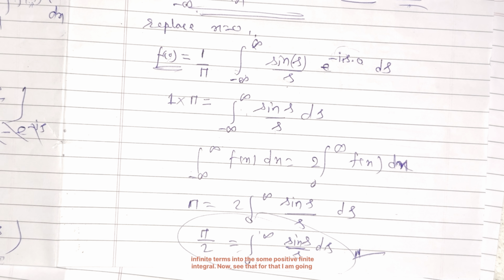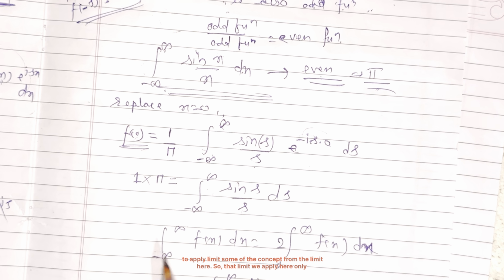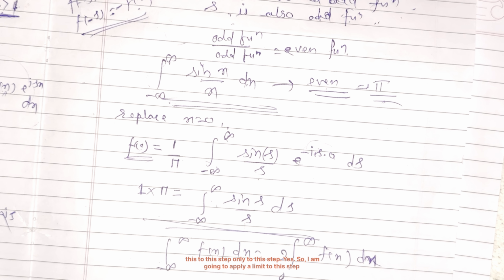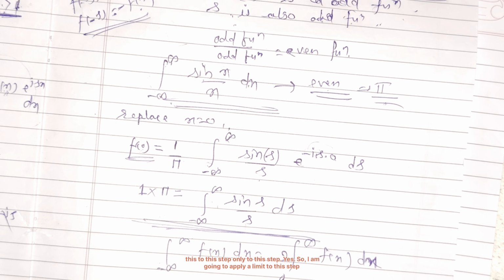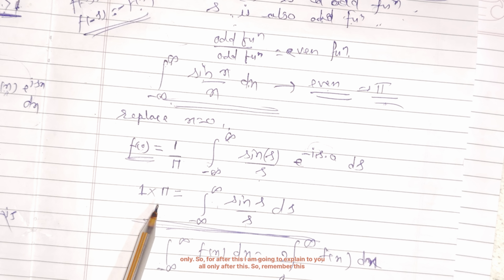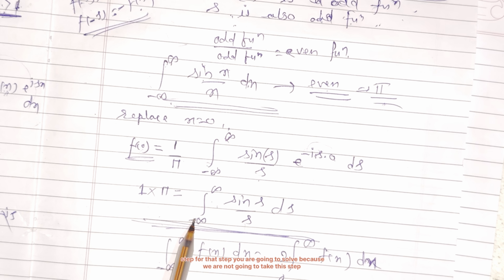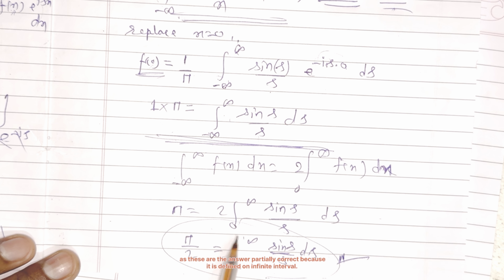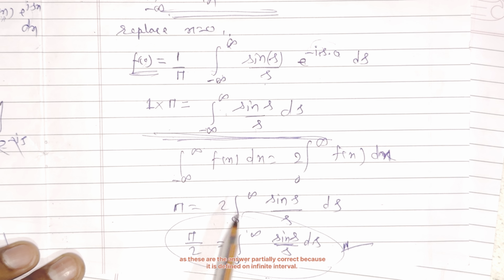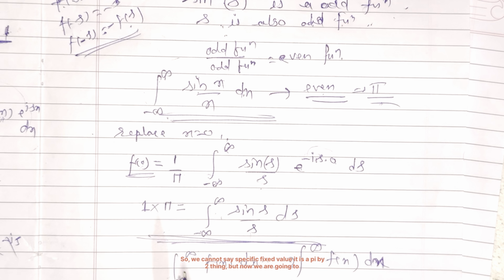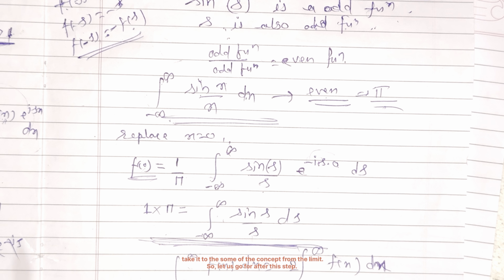For that I am going to apply some concepts from limits here. We apply the limit to this step only, and I'm going to explain it after this. So remember this step. We are not going to take this step as the answer, because it is only partially correct since it is defined on an infinite interval. So we cannot say the specific fixed value is pi by 2. But now we are going to use some concepts from limits, so let's go to the step after this.